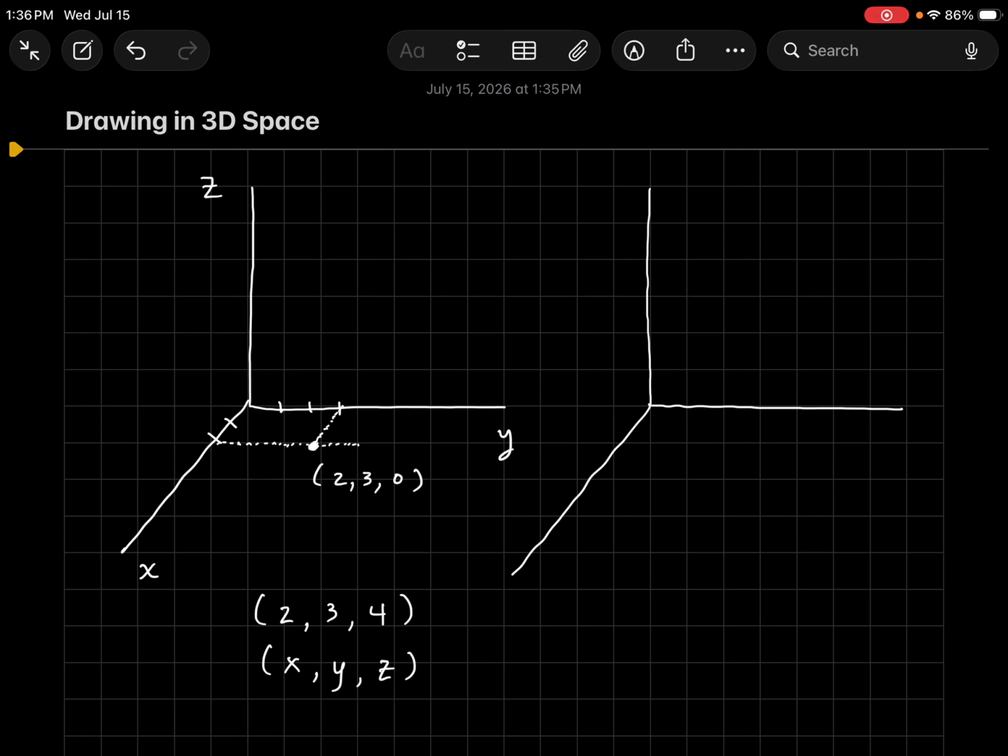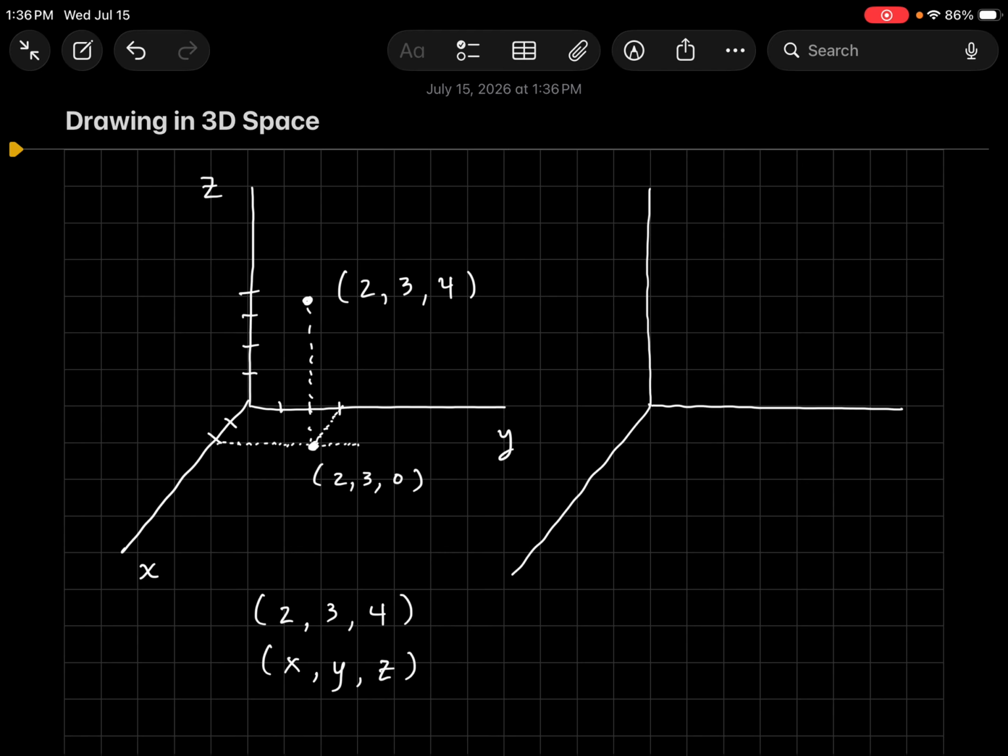And then we need to go up 4 in the z direction. So 1, 2, 3, 4, and then we can just go straight up, something like that. And that would be the point (2, 3, 4). This is how I draw in three-dimensional space. Side note, I am not the best artist, but I do my best when I'm drawing things in 3D. So let's take a look at some simple equations.